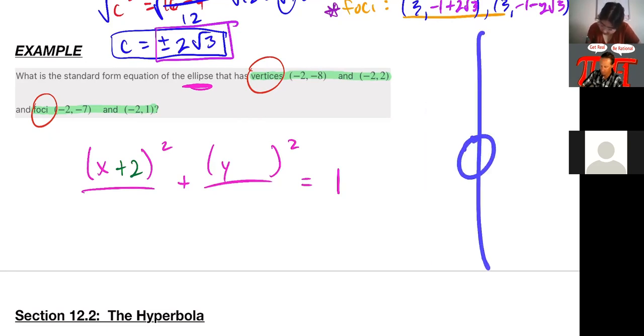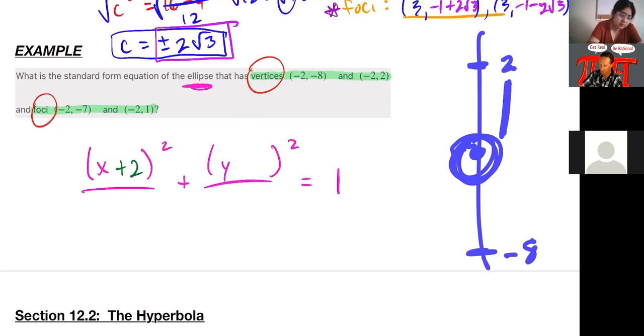I know my center is somewhere along that major axis. But then one of them was down here at negative 8, and the other one was up here at positive 2. And what do we know the center has to be? The midpoint between those two? That's right. That's what Richard was talking about earlier.